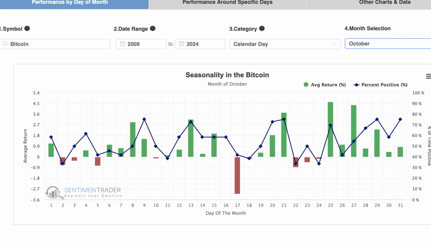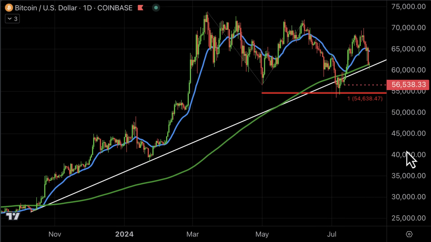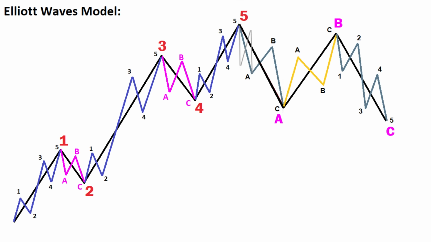All right, guys, let me know your thoughts about these two charts I just showed, the seasonality chart for Bitcoin. Let me know what you think. And by the way, in tomorrow's members video, we'll dig into the chart of Bitcoin from an Elliott wave perspective and look at the potential wave counts and likely targets for Bitcoin as well.